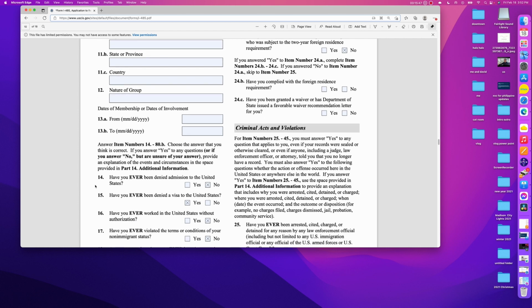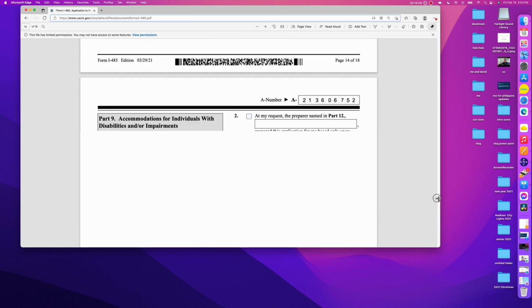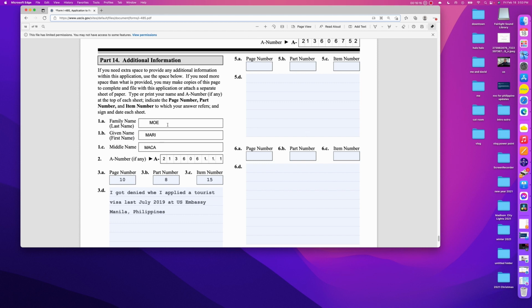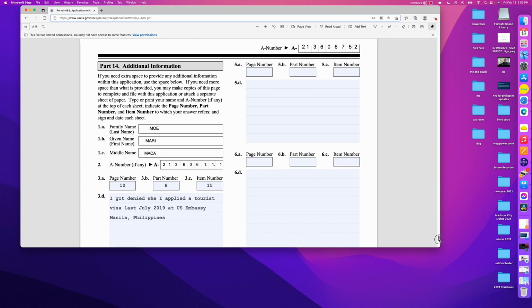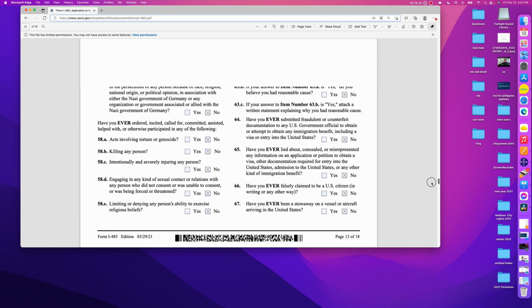Here, guys, special instruction. Answer item numbers 14 to 40. Choose the answer that you think is correct. If you answer yes to any questions, or if you answer no but you're unsure of your answer, provide an explanation of the events and circumstances in the space provided in part 14. So, guys, there's part 14, we're on page 10. So, part 14 here, guys, is here. So you have to answer this part if you answered yes in the previous page that I showed you. Let's go back there. That's page 9, I think.